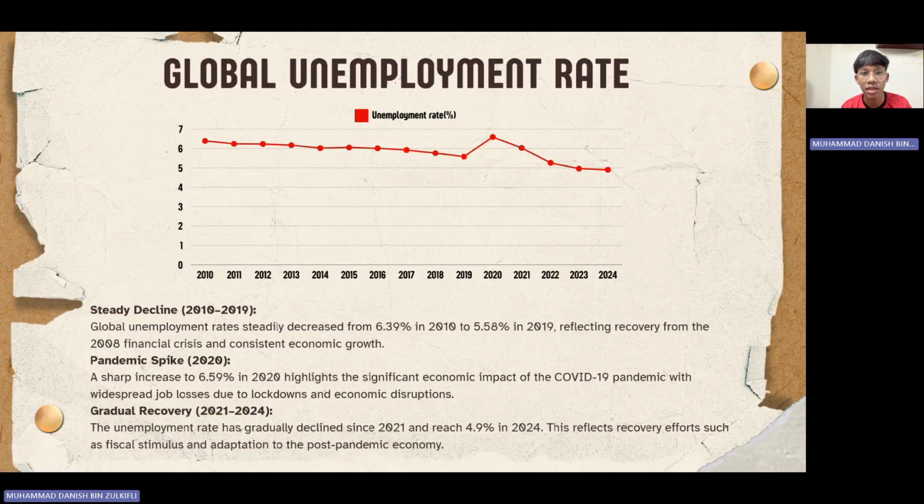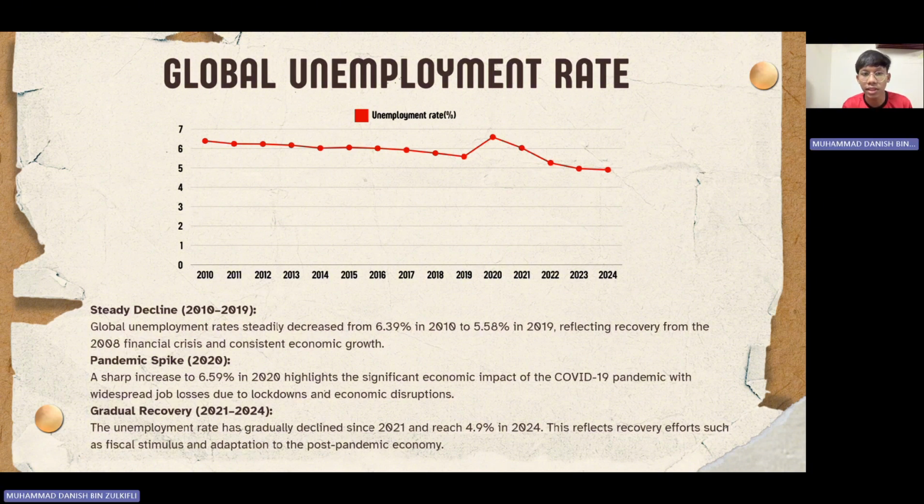Moving to the next slide, we show the global unemployment rates graph from 2010 until 2024. From 2010 until 2019, it shows a steady decline. The global unemployment rate steadily decreased from 6.39% in 2010 to 5.58% in 2019, reflecting recovery from the 2008 financial crisis and consistent economic growth over the years.